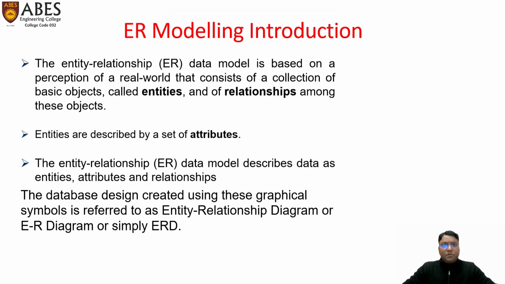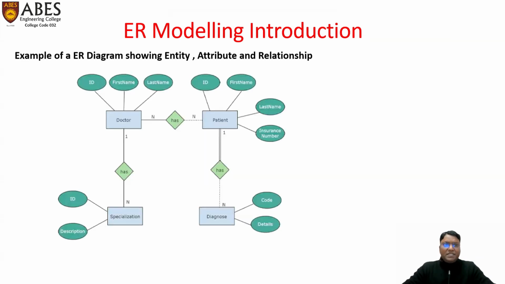The entity relationship data model is based on a perception of a real world that consists of a collection of basic objects called entities and relationships among these objects. Entities are described by a set of attributes. I will later discuss what is entity and what is attribute in detail. So the entity relationship model describes data as entities, attributes, and relationships. The database design created using these graphical symbols is referred to as entity relationship diagram or ER diagram or simply ERD. This is the example of an ER diagram showing entity, attribute, and relationship.